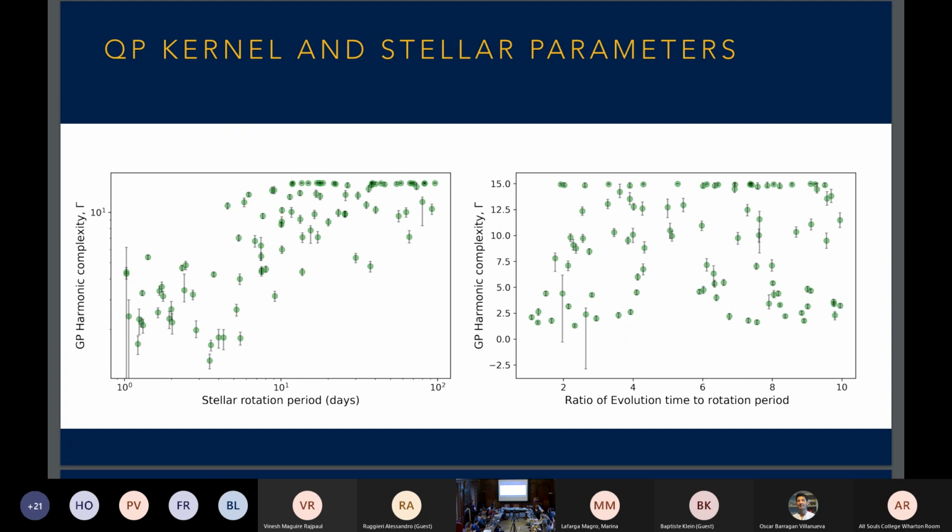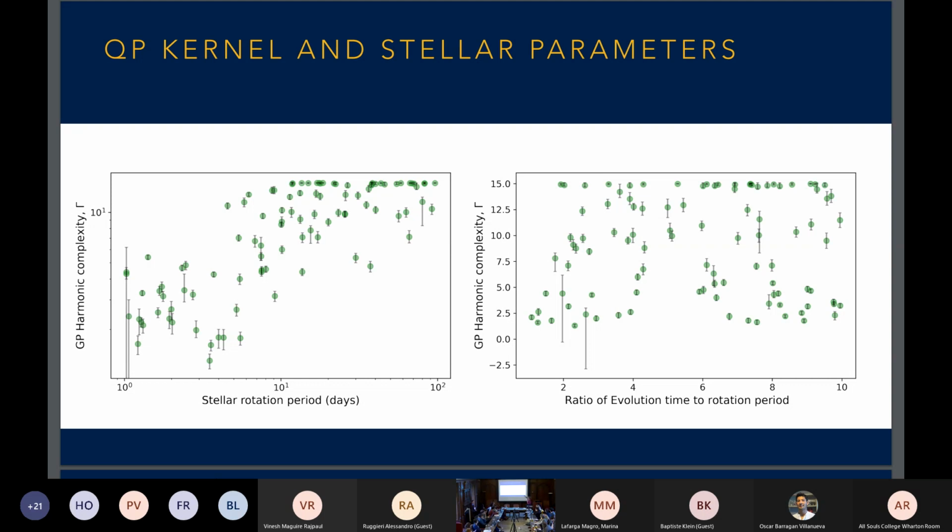So looking at the harmonic complexity, we do see some correlation with stellar rotation period. Again, I think this comes down to sampling, because the harmonic complexity is how many bumps and wiggles you get within one period. If you have really long period data, then you've got more of a chance to get those bumps and wiggles into one period than if you've got shorter periods within the same time sampling.